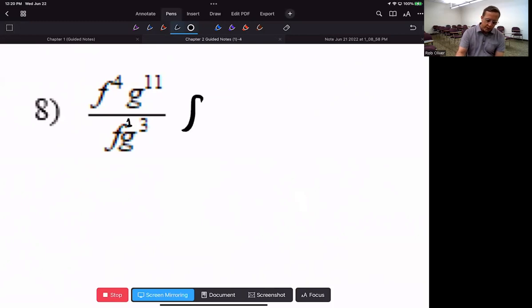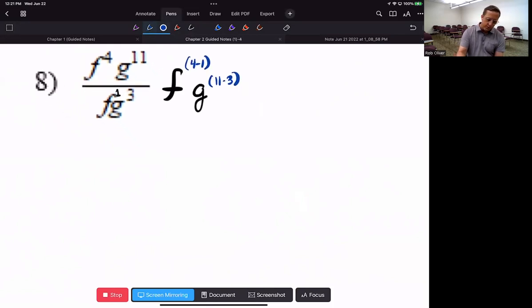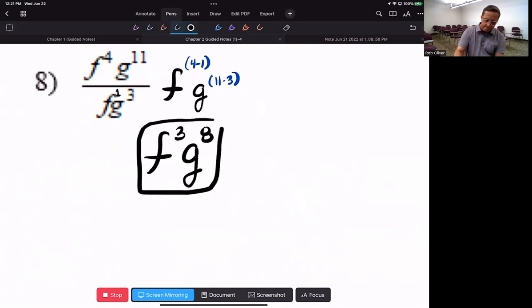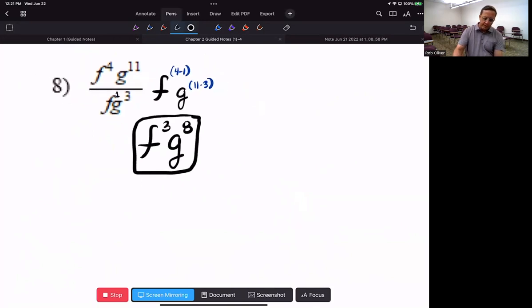So for the F, we're going to do 4 minus 1. And for the G, we're going to do 11 minus 3. See what I mean? And so that's not too crazy. We got F cubed, and then G to the 8th power. That's it for number 8.